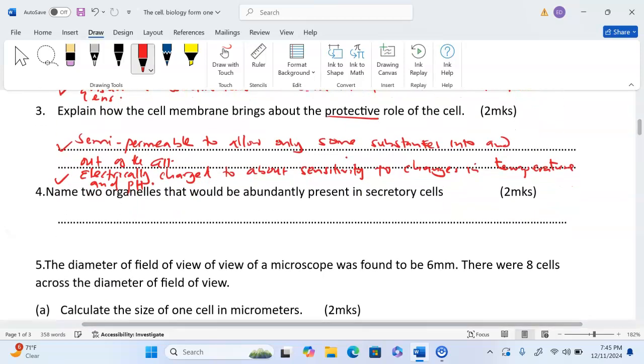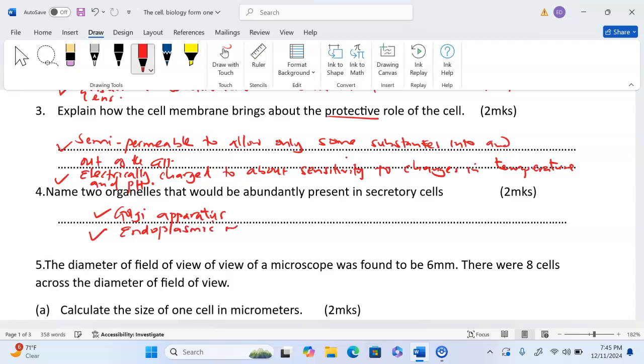Question number 4. Name 2 organelles that would be abundantly present in secretory cells. We have the Golgi apparatus, you can as well expect to get endoplasmic reticulum, that is both smooth and rough. You can also expect mitochondria.